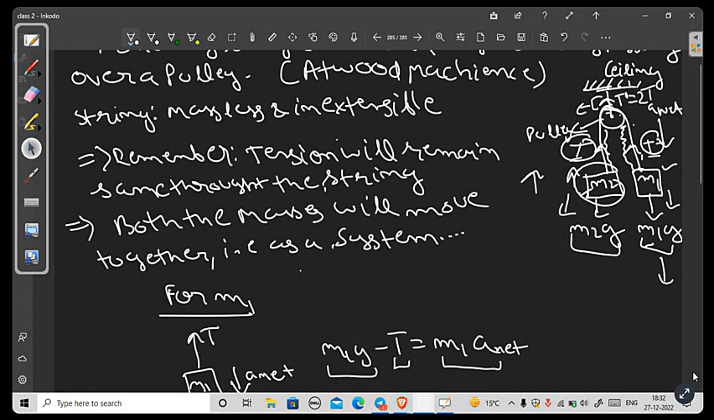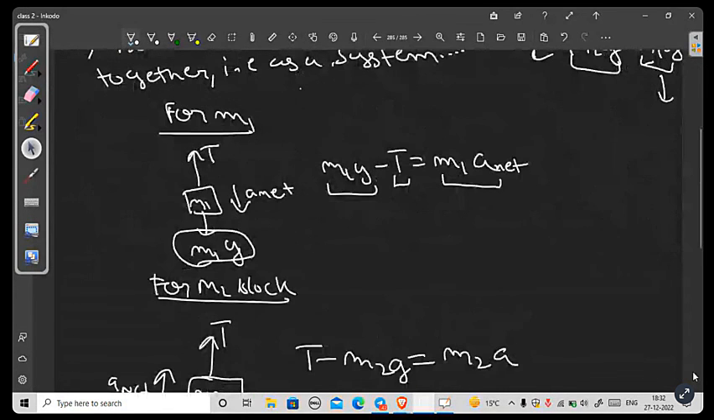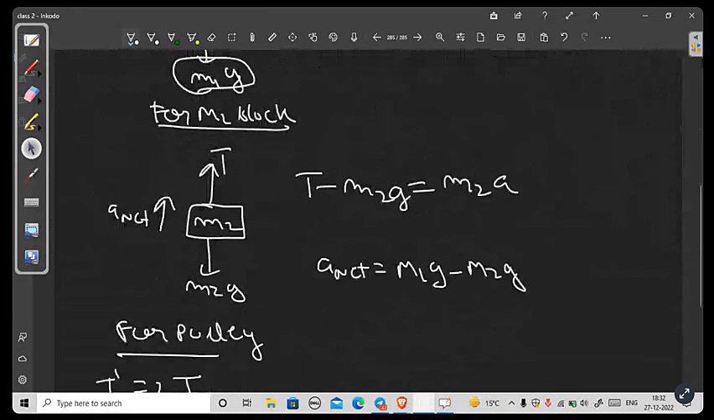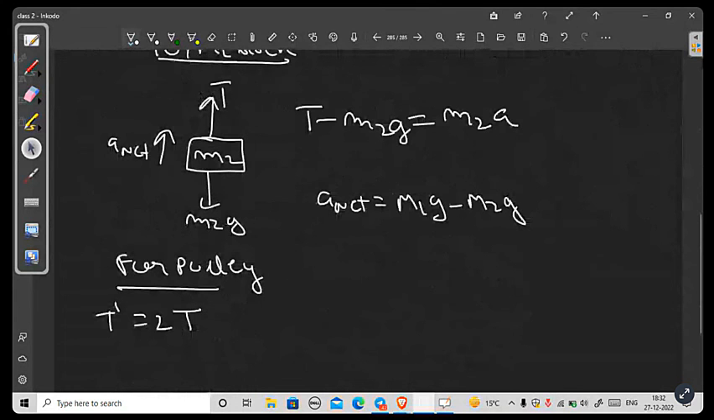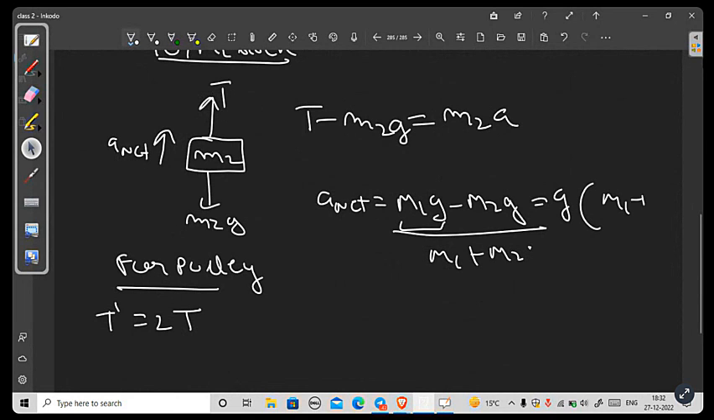So in reality the M2 block is going upwards, but what is m2g trying to do? m2g is trying to pull this M2 block downwards, but that's not happening. So that means it is a weaker force. So I can say the net acceleration will be m1g minus m2g, that is the net force, upon my net mass, that is m1 plus m2. Okay. So I can take g common and say a equals g times (m1 minus m2) upon (m1 plus m2).